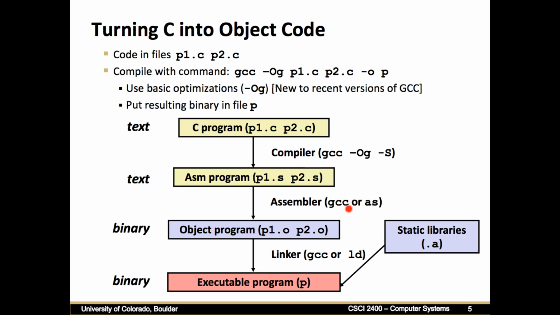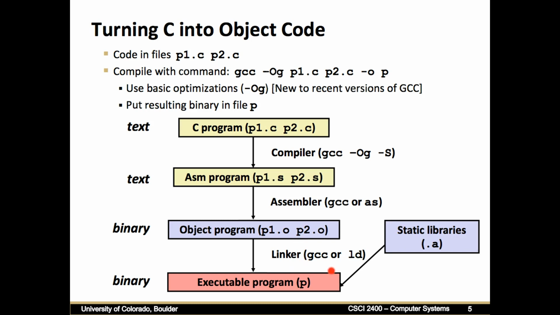Then the assembly code, which is again still human readable at this point, is now turned into a binary format called an object file. So this would be P1.o and P2.o. So an object program, the assembly operations have been translated into their corresponding machine representations. So in other words, just the numbers.